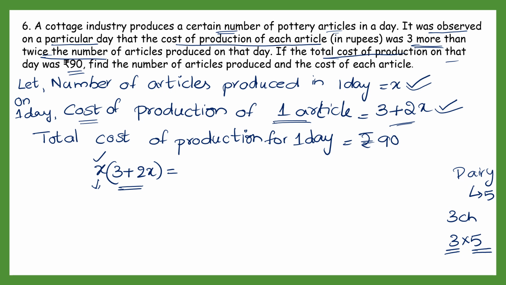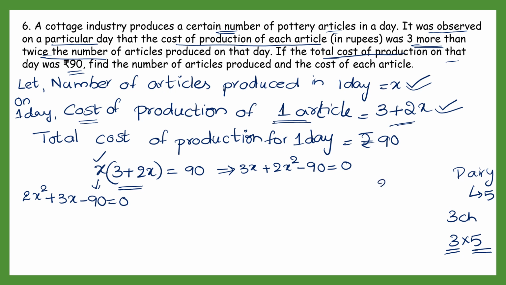You got the total cost, that is equal to, they gave it is 90. So you get x into 3 is 3x plus 2x into x is 2x square. This 90, if it comes to the left hand side, it will become minus 90, equal to 0. If you write in order of powers of variables, you will get 2x square plus 3x minus 90 is equal to 0. We need to factorize this equation to find the value of x.